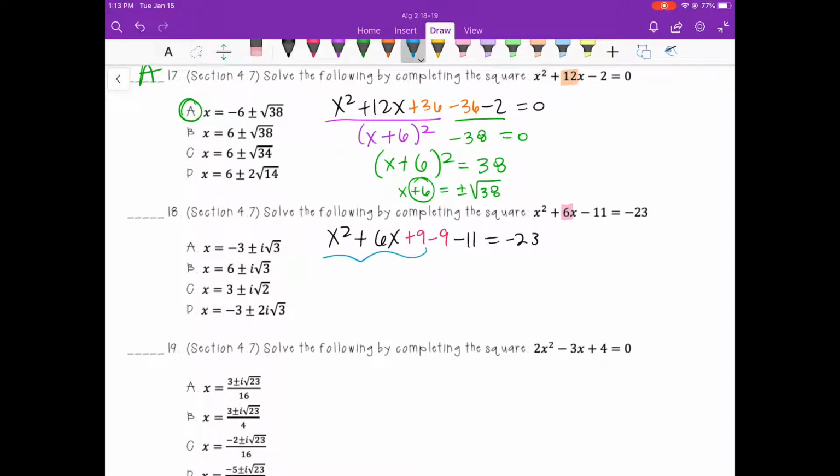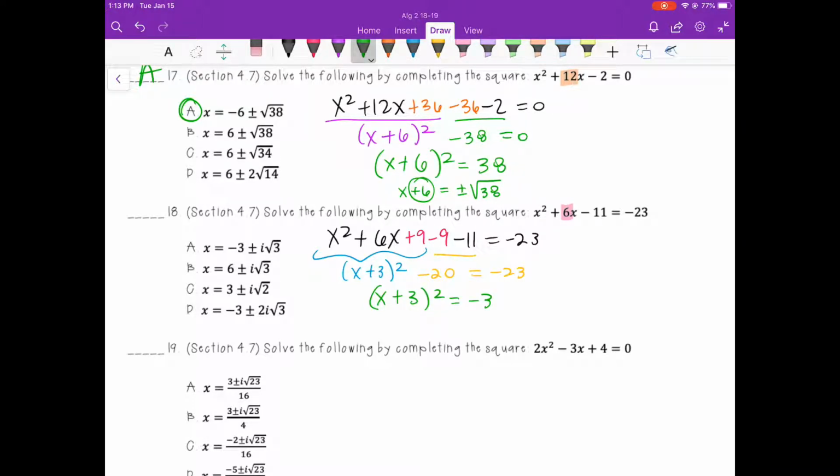Those first 3 terms become x plus 3 quantity squared. That is a perfect square trinomial. You can go back to your notes from section 4.3 when we talked about our perfect square trinomials. x plus 3 quantity squared. Those next 2 terms, minus 20, equals negative 23. When you add 20 to both sides, you're left with x plus 3 squared equals negative 3.